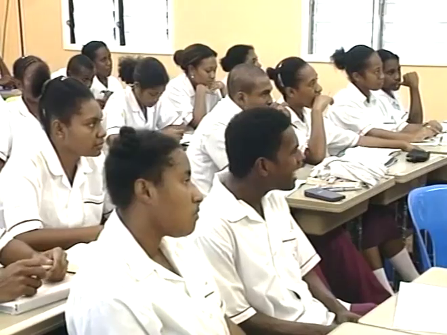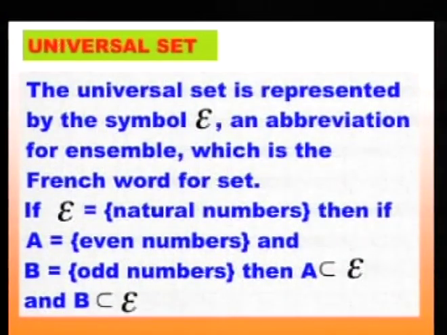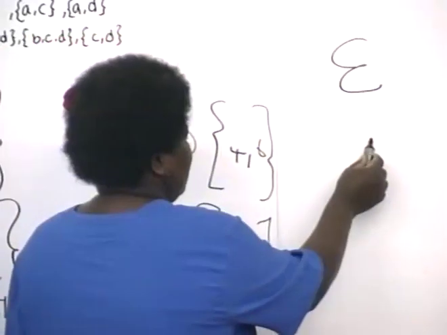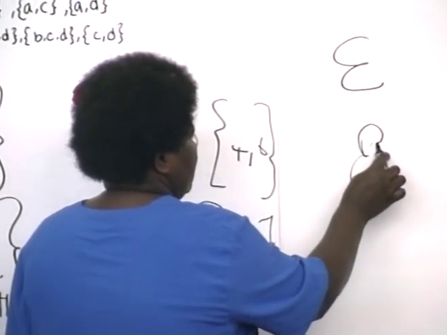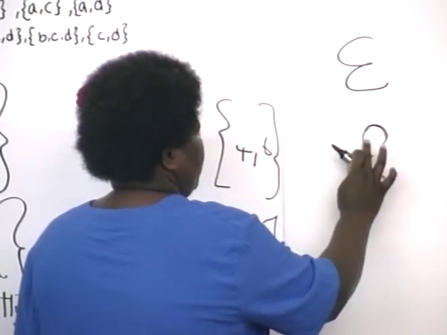All right? The universal set is represented by the symbol, which is actually an abbreviation for ensemble, which is the French word for set. I had to find one symbol from the computer to put, so the actual correct one is slightly different from that one. It's not like a letter E like that. It's supposed to be something like this. It goes down a bit. I'm not very good at drawing it.